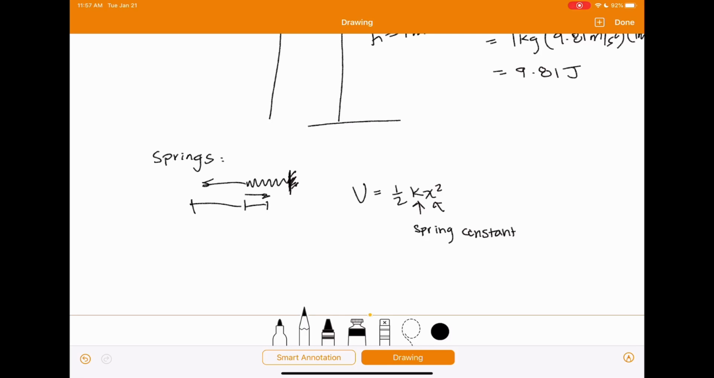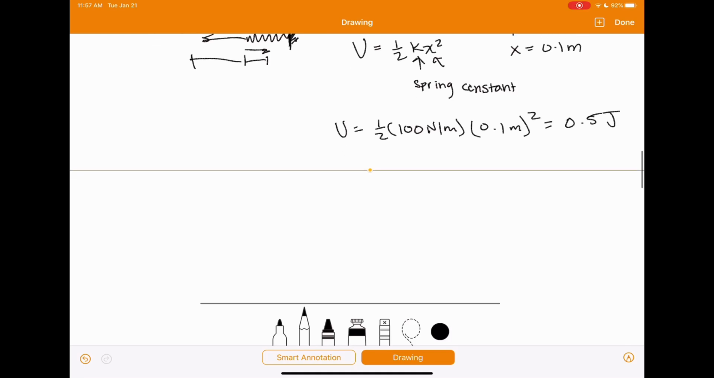So, for example, if we had a spring that had a spring constant of 100 newtons per meter, and we stretched it 0.1 meters from its neutral position, our potential energy would be 1/2 times 100 newtons per meter times 0.1 meter squared, and we would get 0.5 joules of potential energy in that spring. All right, so go ahead now and try on your own.